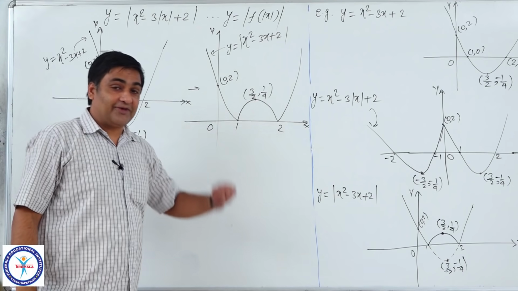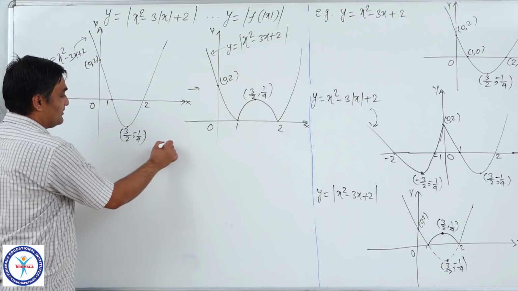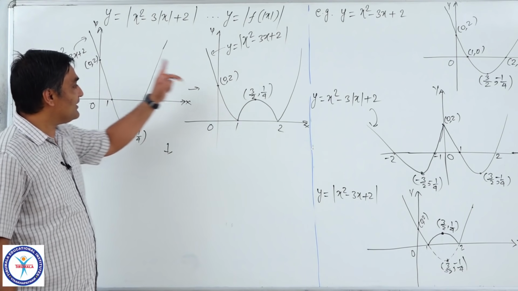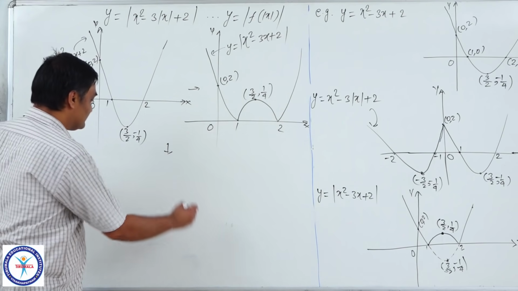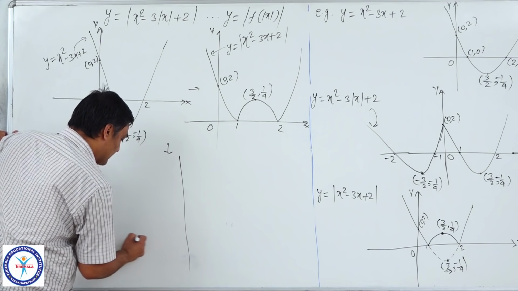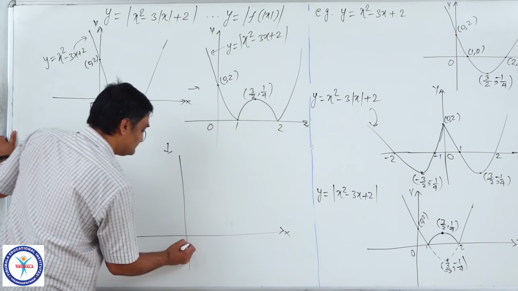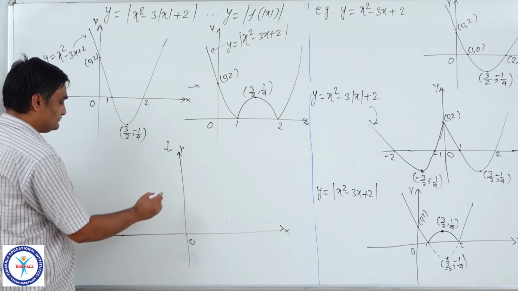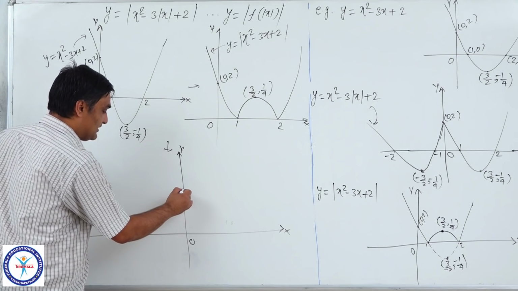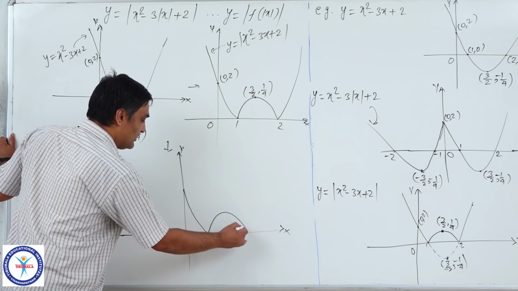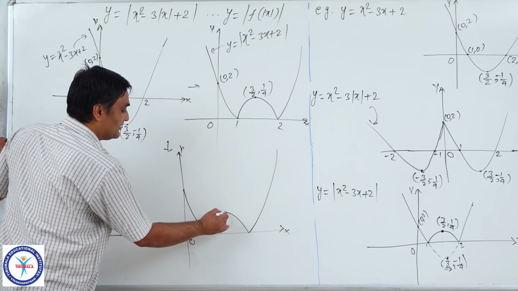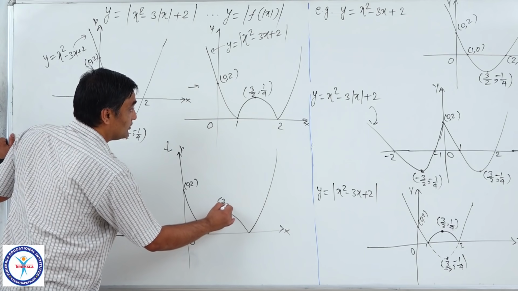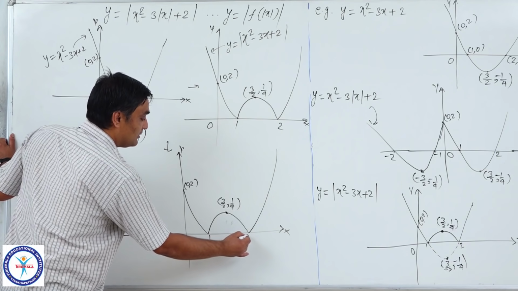Now we have to put a mod sign on x also. For a mod sign on x, neglect the left portion and take the mirror image of the remaining portion. So the graph will be like this. We have neglected the left portion. This is what? 0, comma 2, 3 by 2, comma 1 by 4, 1, 2.